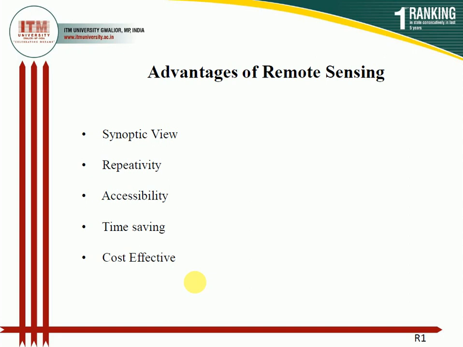We can get data very quickly as compared to other techniques. So it is a time saving technique and a cost effective technique, because we get a large amount of data in a very small time.